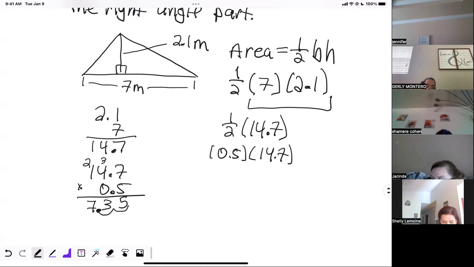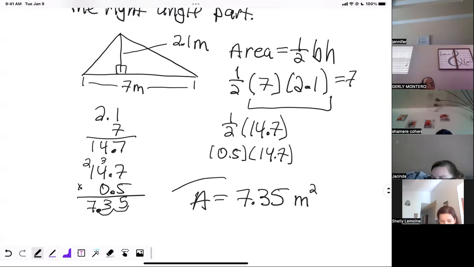And my answer should be 7. Oh, no, I'm writing it there. Hold on, I need more room. Let me put that here. Area is 7.35. Now, very important: for area, you multiply 2 dimensions, so it has to be meters squared. Every area is squared. Meters squared.